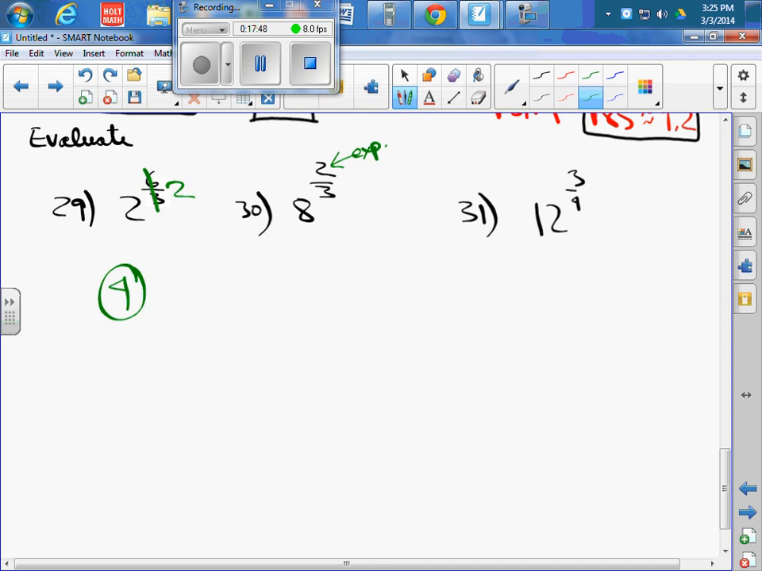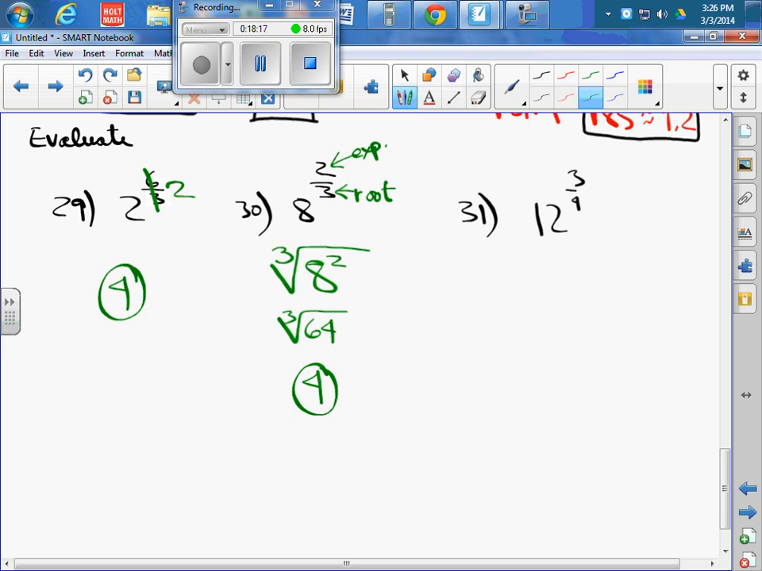Now, if I were to ask you to rewrite number 30 as a radical, what would you do? Well, the 2 is going to be the exponent that goes inside the radical, and the 3 is the root. So you'd have to tell me the cube root of 8 squared. Or you could even simplify the 8 squared and tell me the cube root of 64. What's the cube root of 64? Plug it into your calculator, you'll get 4.